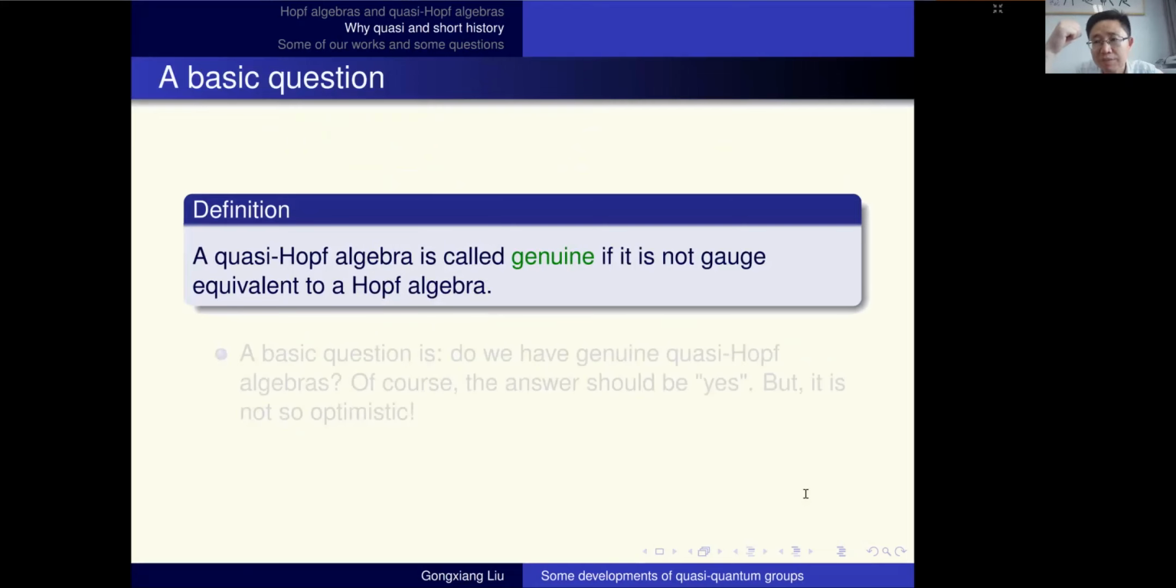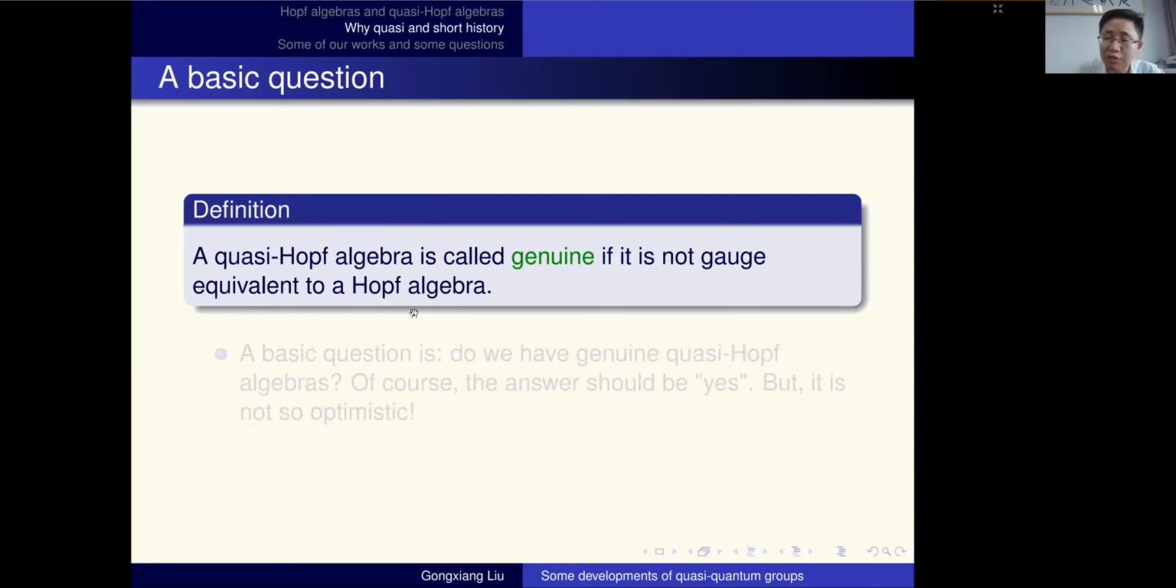study of quasi-Hopf algebra. This concept is called genuine. We call a quasi-Hopf algebra genuine if it is not gauge equivalent to a Hopf algebra. It's a very natural concept, because if it is gauge equivalent to a Hopf algebra, we can reduce the study of quasi-Hopf algebra to Hopf algebra. So the problem becomes a problem about Hopf algebra. So this concept is very necessary and very natural.